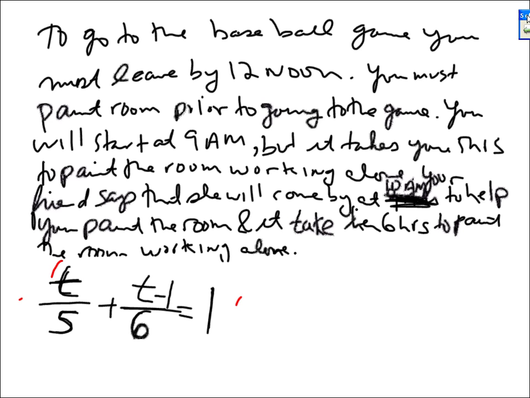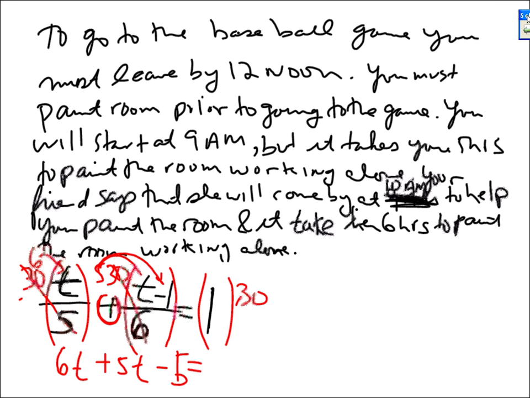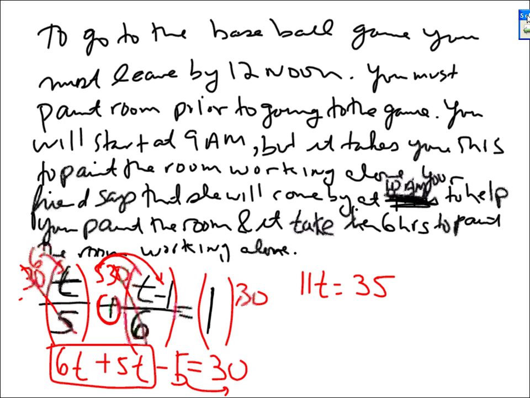So, just like before, to clear out the denominators, I'm going to multiply by good old 30. And we pick 30 because 5 goes right into it. And you get 6t plus 5 times (t minus 1). 6 goes right into 30 5 times. Positive 5 times t is positive 5t. And positive 5 times negative 1 is negative 5. And the right side is 30. Well, this must be 35. 35 minus 5 is 30. Bring the 5 to the other side. We'll see that what's in the box is 11t.